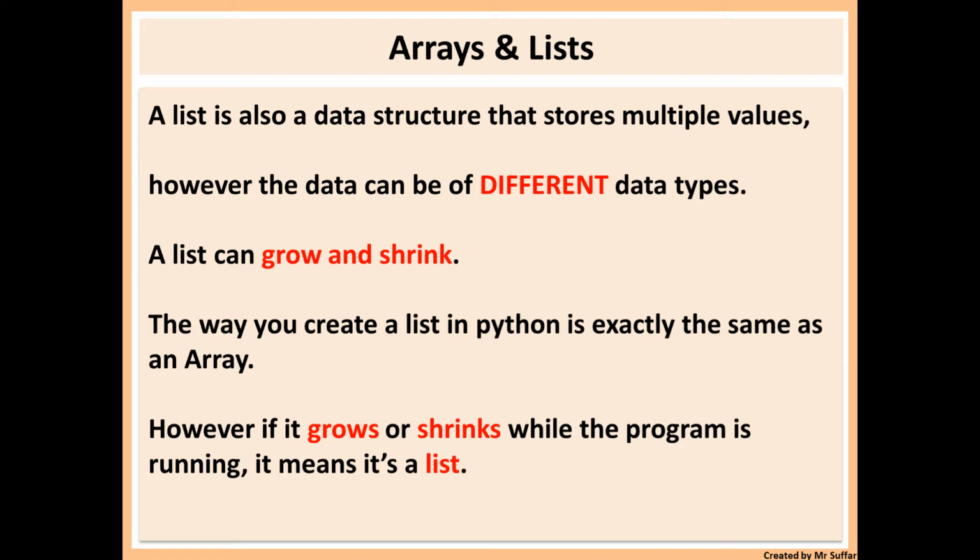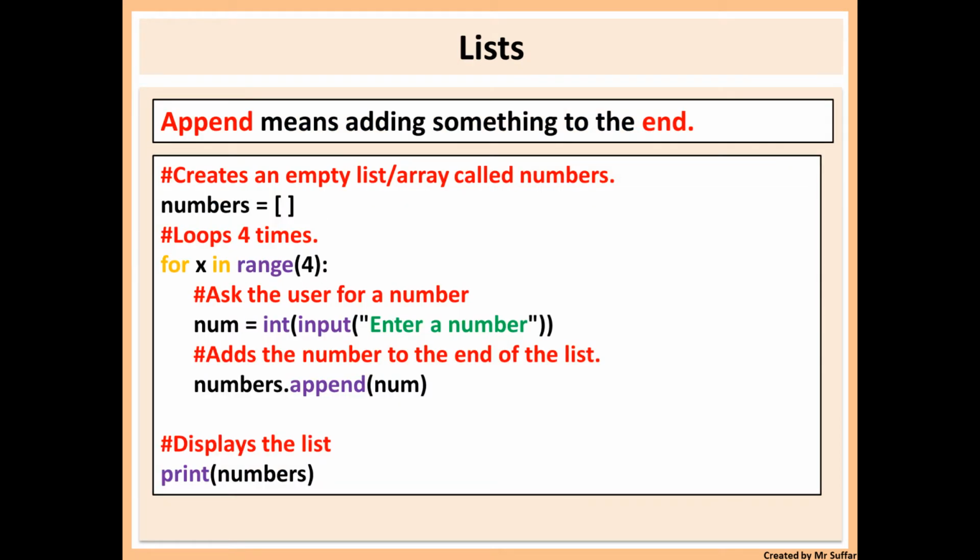And also, the main difference between the two is that in Python, we also use the square brackets, but if it grows or shrinks, or if it has multiple data types, then that's not an array, it's a list. But the way you create it is exactly the same as the way you create an array. Now, here we have a list. So numbers equals, then open the square bracket and close the square bracket. So this is basically creating a list or an array. It's exactly the same thing.